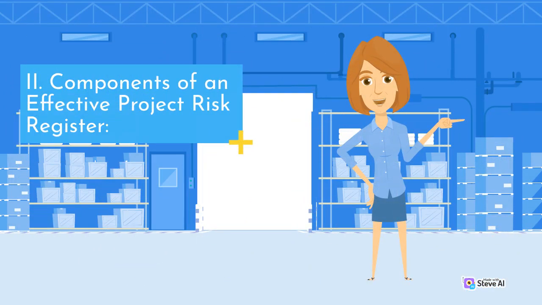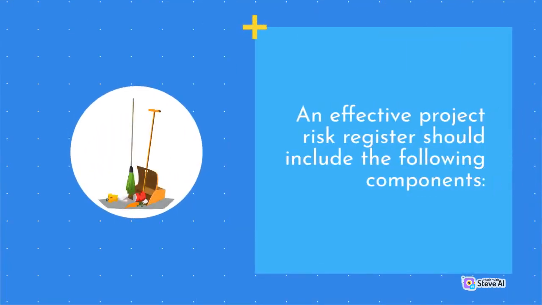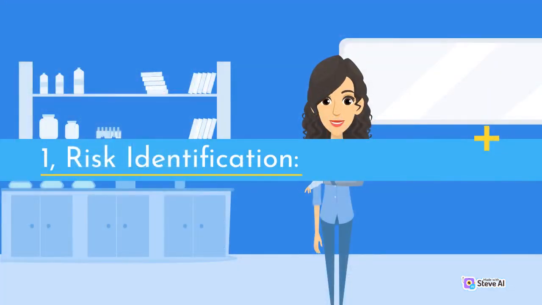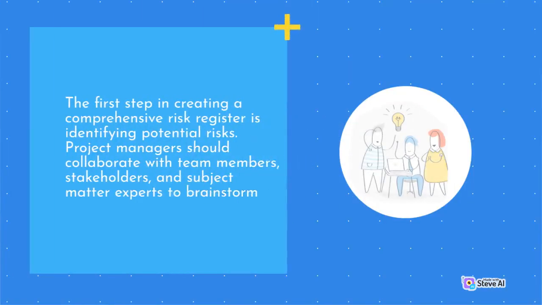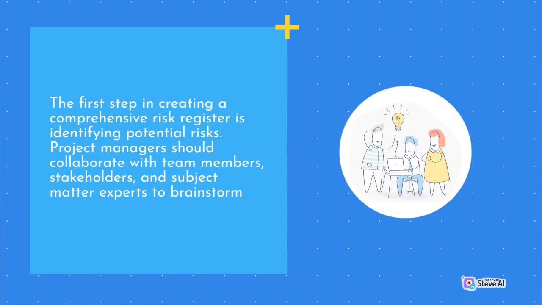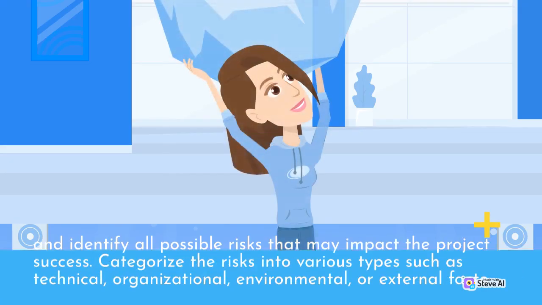2. Components of an effective project risk register. An effective project risk register should include the following components. 1. Risk identification. The first step in creating a comprehensive risk register is identifying potential risks. Project managers should collaborate with team members, stakeholders, and subject matter experts to brainstorm and identify all possible risks that may impact the project's success. Categorize the risks into various types such as technical, organizational, environmental, or external factors.